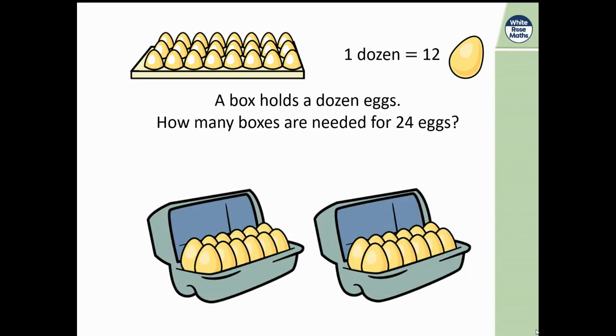So I've got my 2 lots of boxes there, my 2 lots of eggs. So that would be the same as 24 divided by 12 is equal to 2. 24, and I put 12 eggs in each box is equal to 2. I would need 2 boxes for that.